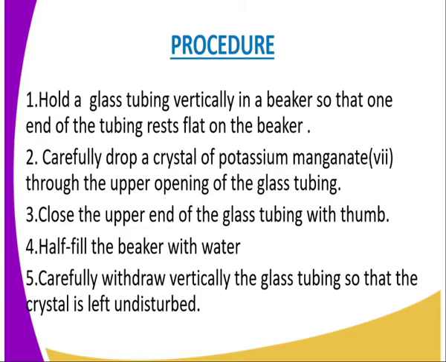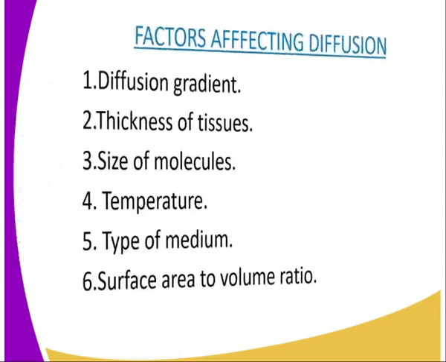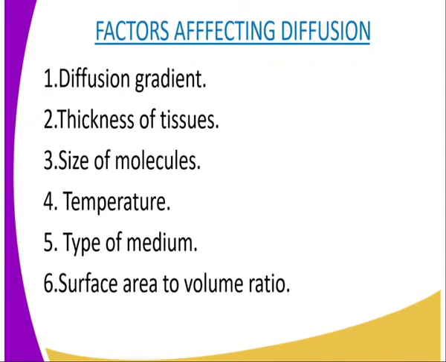So diffusion is a passive process and will only take place whenever there is a concentration gradient. Having said so, we are going to look at the factors affecting diffusion, whereby our factors will be diffusion gradient, thickness of tissues, size of molecules, temperature, type of medium, and surface area to volume ratio. To explain very briefly, the diffusion gradient is the difference in concentration, whereby the particles will move from the region of high concentration to the region of low concentration.